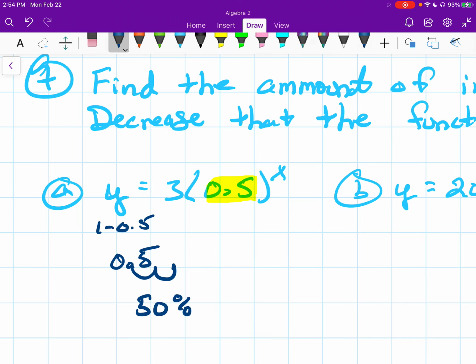Now, is this an increase or a decrease? This is going to be a decrease, so a negative out front. A decrease of 50%, because it's 0.5. If this was a 1.5, it would be an increase of 50%. Let's look at part B.